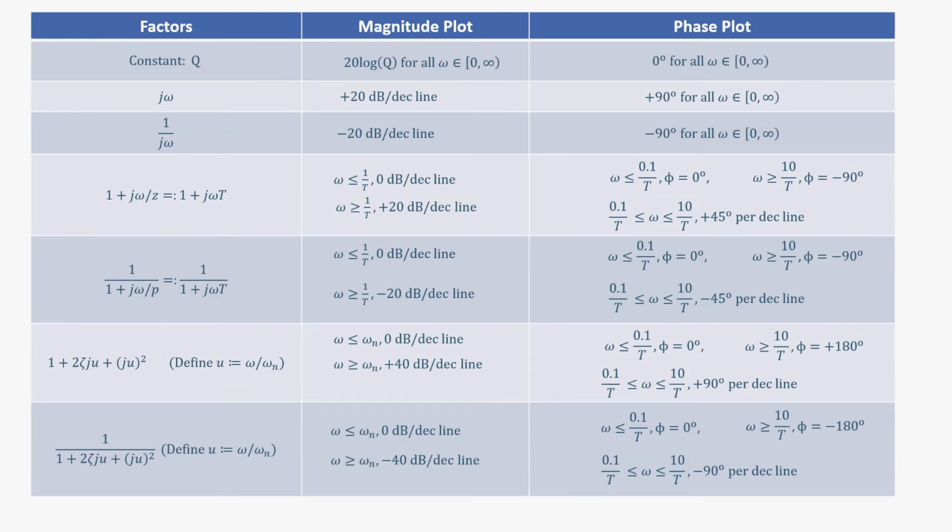Here is the complete table that we had gone through in the last lecture. Corresponding to different factors, we have different magnitude lines corresponding to different slopes. Similarly, for phase plot, we have different phase angles or different slope corresponding to the phase plots, and we are going to use these today for a particular example.